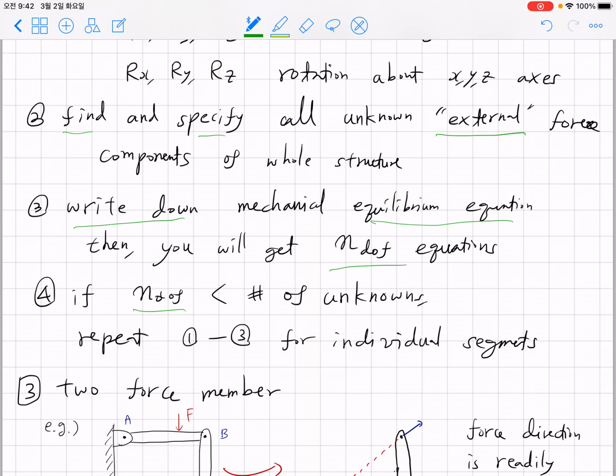And if the number of degrees of freedom turns out to be smaller than the number of unknowns, you have to repeat this for individual segments, and that's what we have done for this structure, right? So we obtained the rod and boom, and there was a 30 kilonewton load, and we solved this problem according to these 1, 2, 3, 4 procedures.